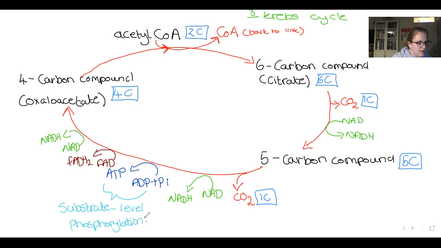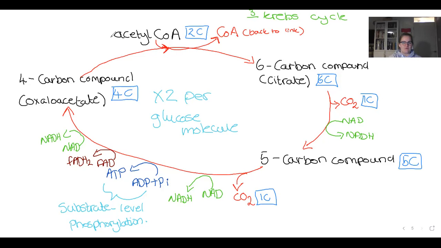Then, as you can probably work out, this 5-carbon compound becomes a 4-carbon compound, and then the cycle can happen again because the 4-carbon compound is going to join the acetyl coenzyme A. So remember, this is happening twice per glucose molecule.